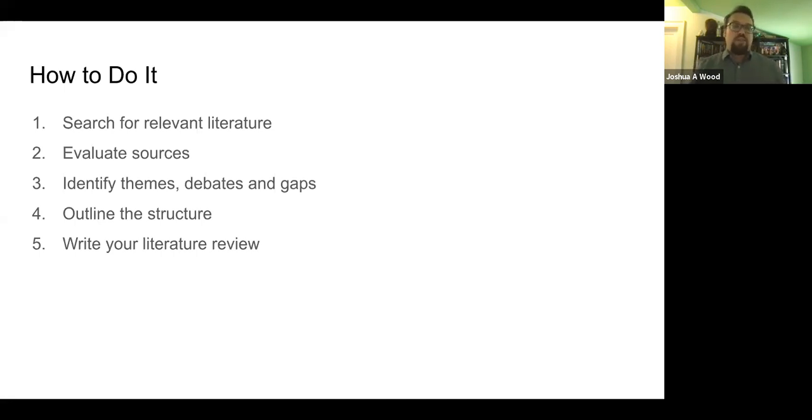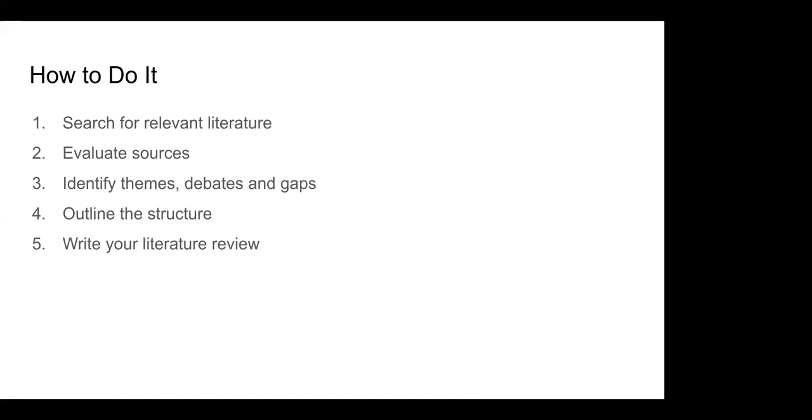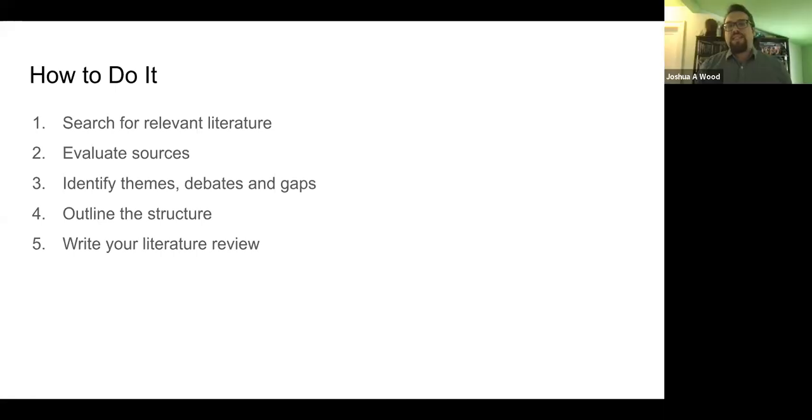Once you have identified the themes, the debates, the gaps, all the stuff you want to talk about, then you will outline the structure of your lit review. There are two major formats for a lit review. One is thematic. We outline the literature review, we organize it according to the themes that we find.